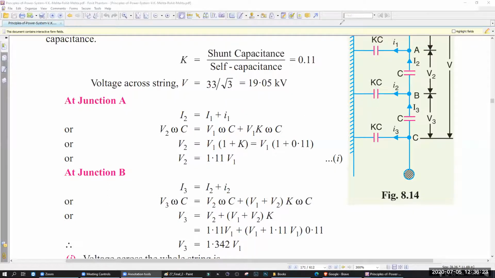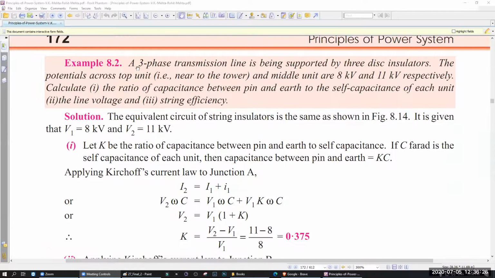Yes, sir. Okay. Now the next math. A 3-phase transmission line is being supported by a 3-disc insulator. The potential across the top unit, that means near to the tower, that is V1.